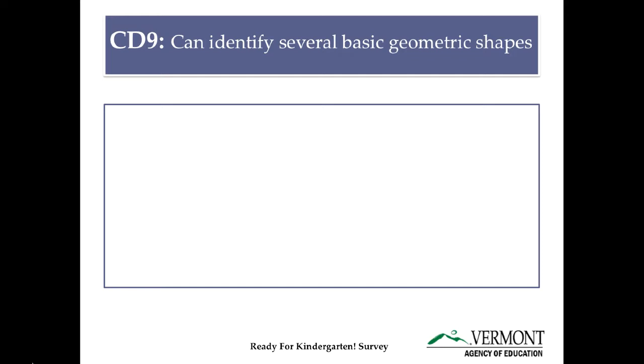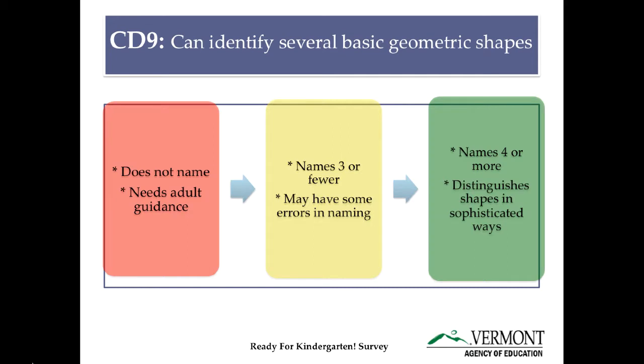Cognitive development item 9. A child can identify several basic geometric shapes, for example, square, rectangle, circle, oval, triangle, just to name a few. When children are rated as beginning, they do not name geometric shapes correctly. They may need adult guidance, or they may have some confusion or errors in shape naming, for example, calling a rectangle a square. When a child is rated as practicing, they can name approximately 3 or fewer geometric shapes correctly. Still, children may have some confusion distinguishing appropriate features of shapes or may make some errors in naming.